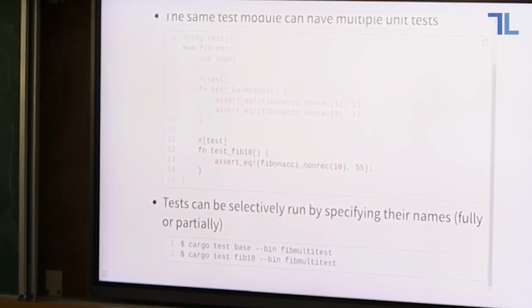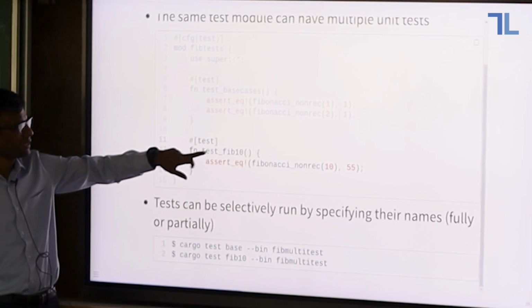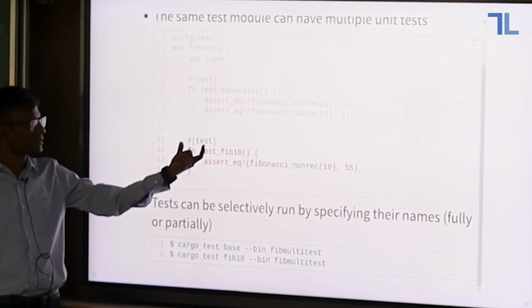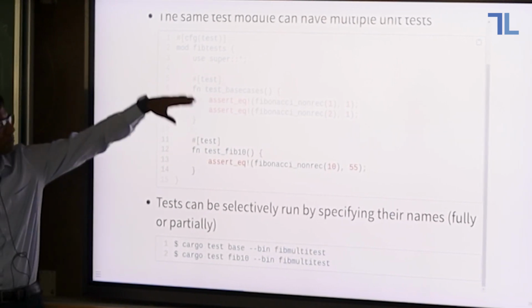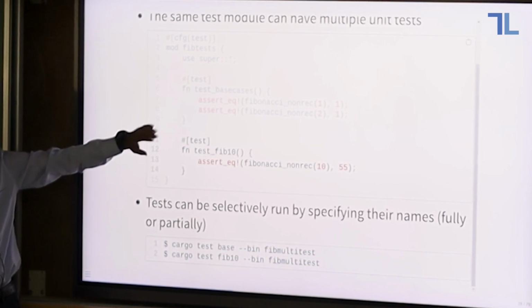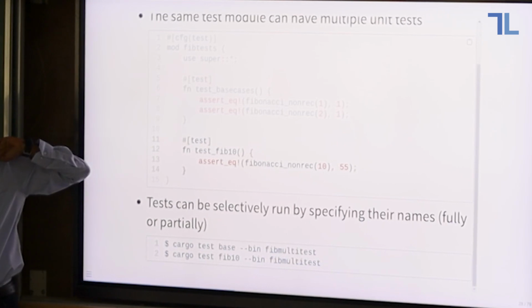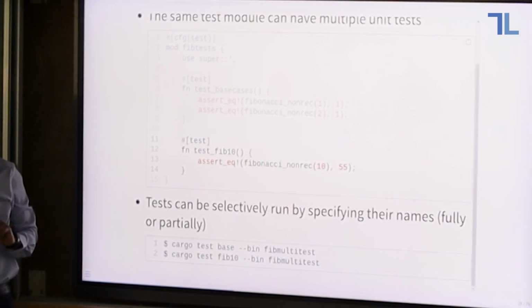No, it's not. So the function name can be anything. The question was, does the function name need to start with test? It can be anything, but this attribute has to be there. The test attribute has to be there, because you can have some helper functions. Suppose I wanted to test that the non-recursive output matches the recursive output. Then I can define the recursive.